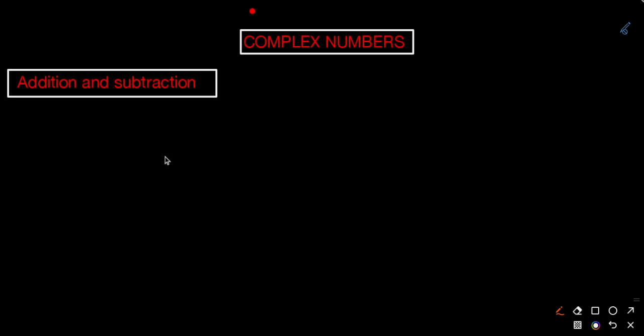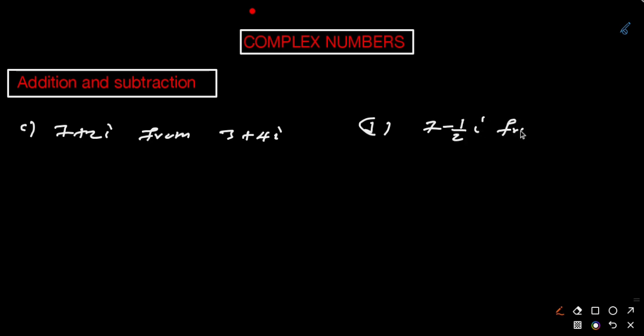Now, the second one: let's say you have been told to subtract. So let's move on to subtraction. Let's say we have 7 plus 2i from 3 plus 4i. What are we going to have? Then as for D, let's say we have 7 minus 1 over 2 i from 1 over 5 plus 23i. What are we going to have?